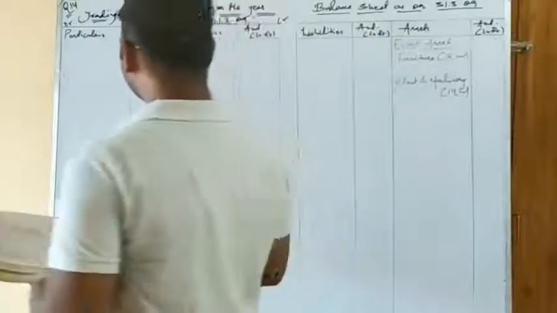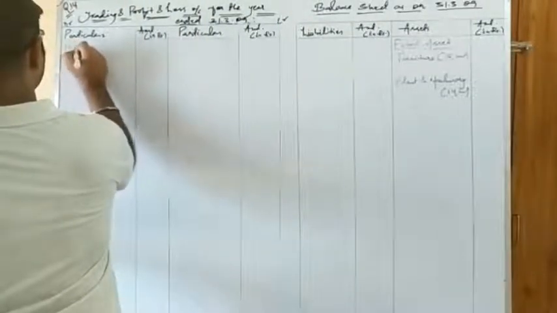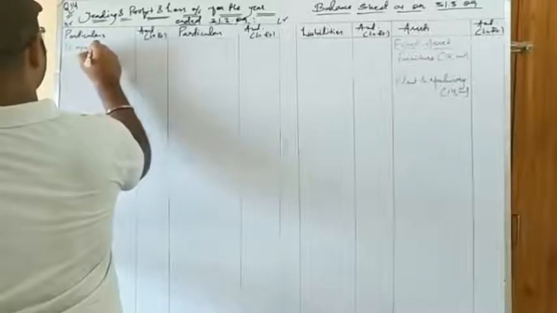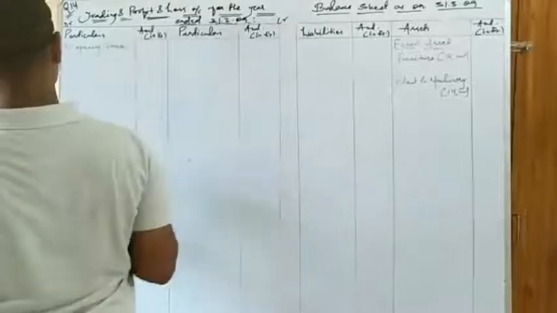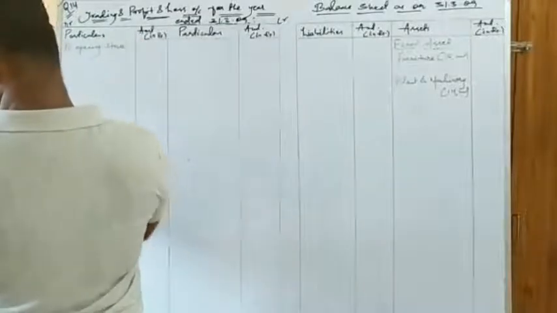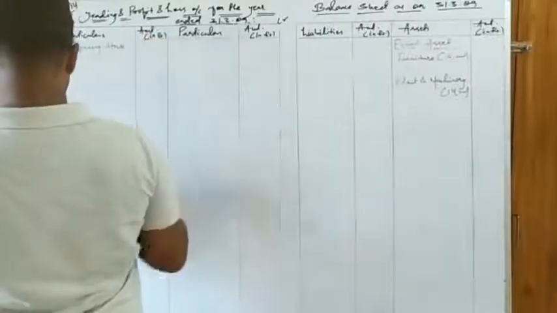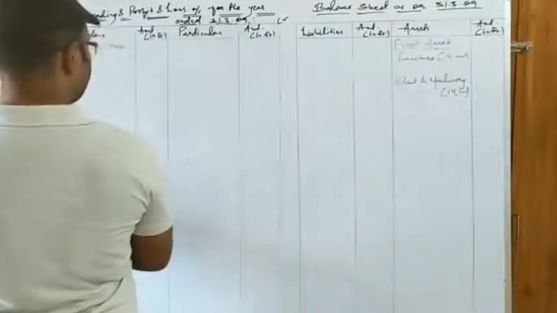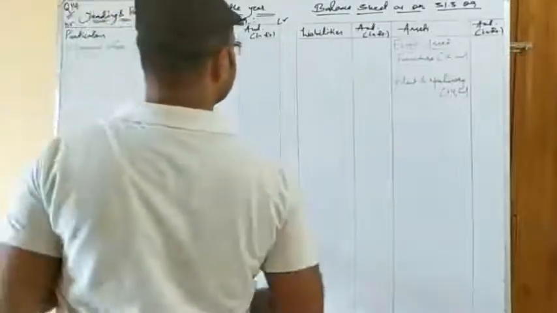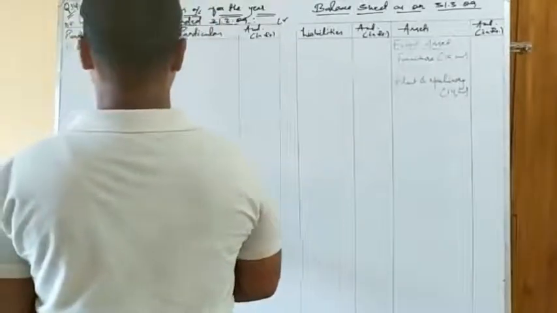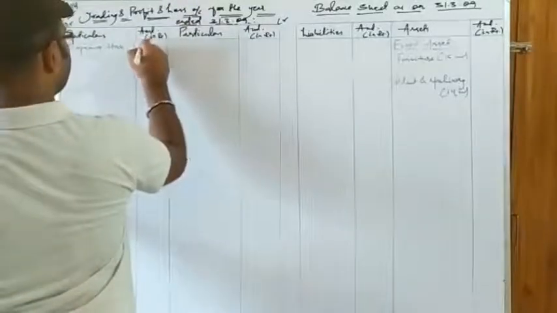So opening stock is the first item of the trading account. We'll write over here, to opening stock. So opening stock is 8,500. Sorry, the marker is not running well. Not to worry, I will change it now. So the opening stock given is 8,500.